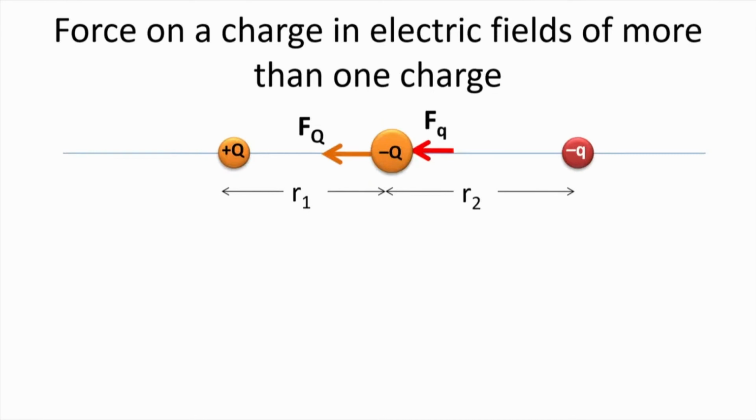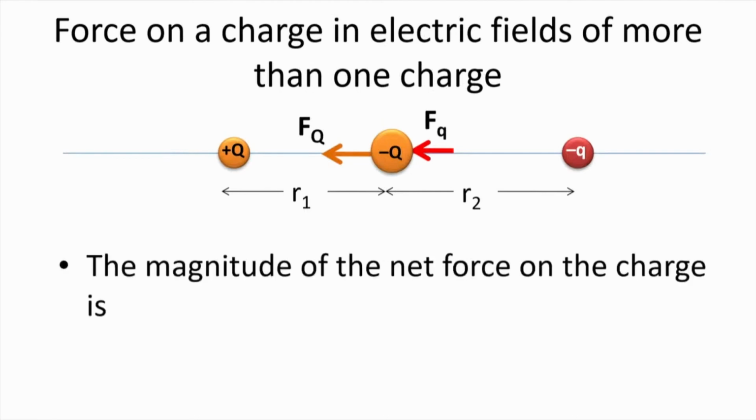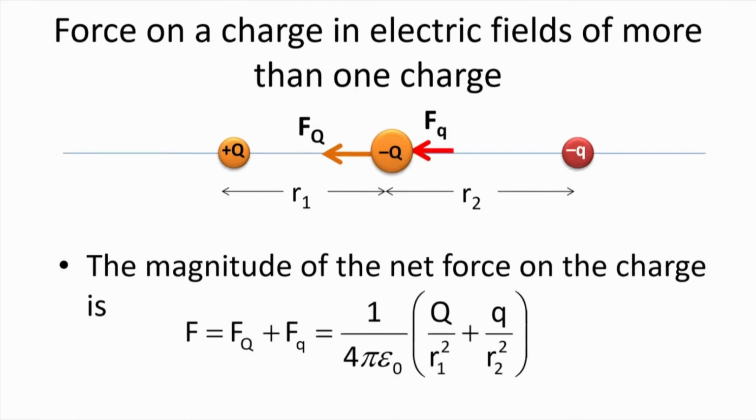Force on a charge in electric fields of more than one charge. We're continuing with this. Suppose the distances are R1 and R2, as shown. Then the magnitude of the net force would be the magnitude of F capital Q plus the magnitude of F common Q, because they are both in the same direction. So we will just add the magnitudes of the forces there, and you can do the mathematics for yourself.